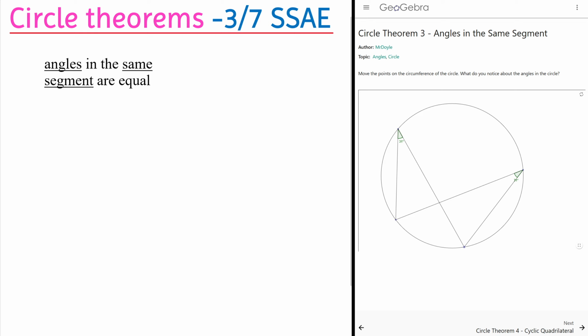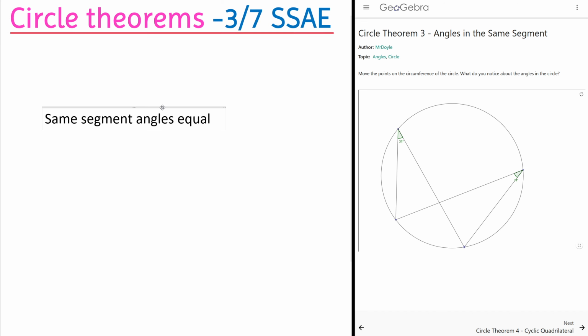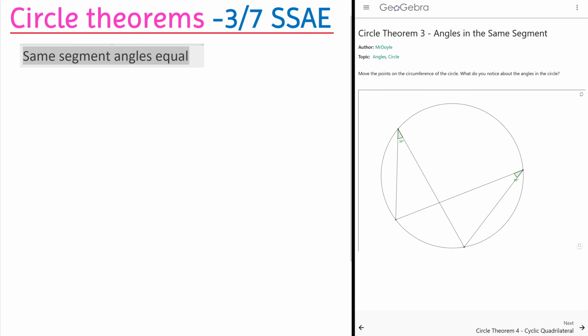Now, my philosophy is to only use the underlined words because it makes things shorter and easier to understand. Same segment angles equal. Right. What does that mean? Let's try and understand it.